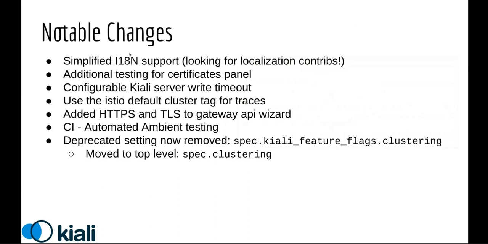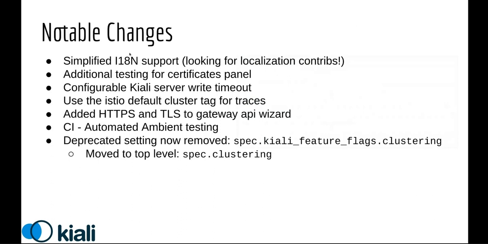We changed the tag for tracing. Before, it was looking for a cluster attribute that was just called cluster, and Istio actually added a cluster attribute to traces. So now Kiali is just using the default one that Istio added. That should require less configuration there, especially for multi-cluster setups. We improved the wizards and added some more options for Gateway API. We added automated testing for Ambient. This is part of our ongoing Ambient support, and getting that more stable means having automated testing in CI for Ambient setups.